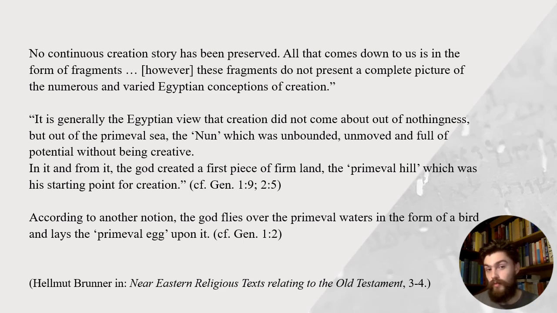It's generally the Egyptian view that creation did not come out of nothingness, but out of the primeval sea, the Nun, which was unbounded, unmoved, and full of potential without being creative, which is very similar, I suppose, to the Genesis understanding that there is God present, and then there is darkness over the face of the deep, and the world being without form and void. In it and from it, the god created a first piece of firm land, the primeval hill, which is his starting point for creation. And likewise, we see that Yahweh, once he separates the waters and the heavens above, erects or pulls the earth out of the waters, and that's sort of his starting point for creation.